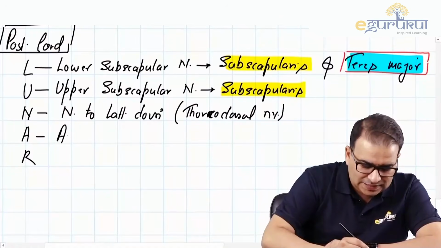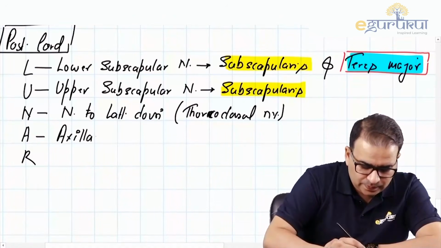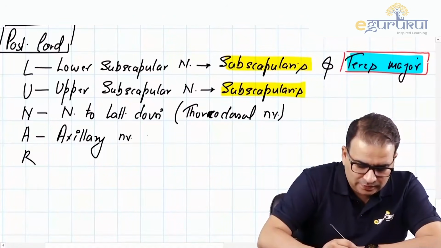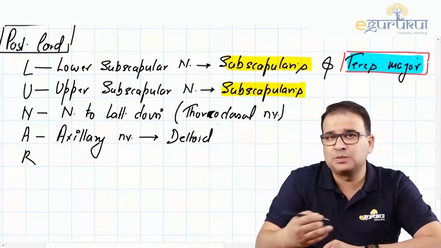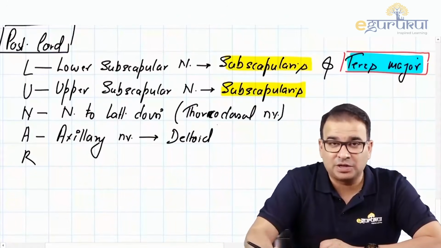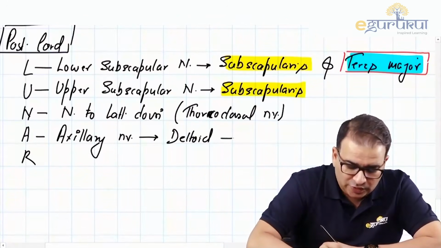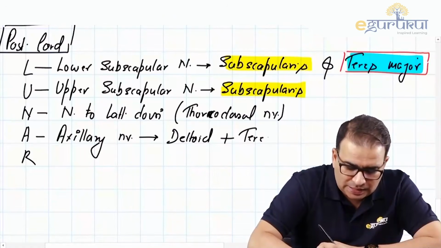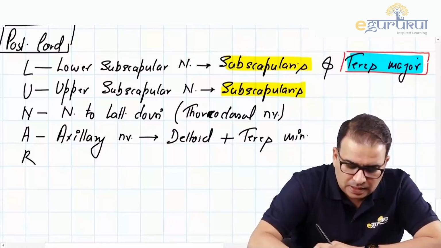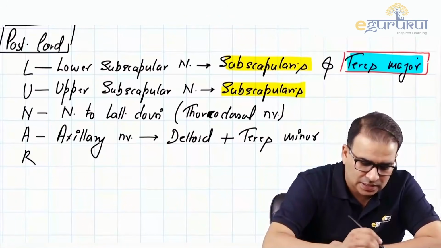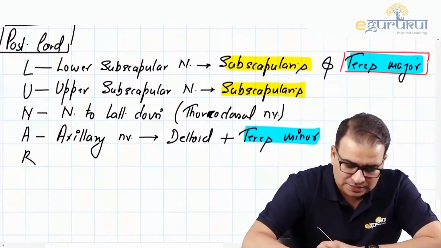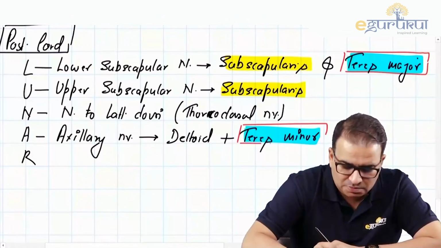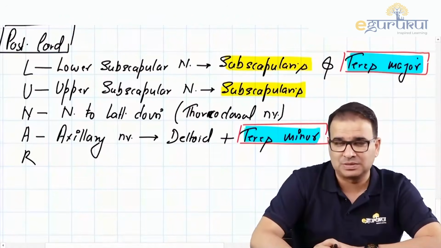A stands for the axillary nerve, the one which supplies the deltoid muscle. We know deltoid is responsible for 15 to 90 degrees of abduction. And along with the deltoid, it is going to supply the muscle teres minor. And that's what I was talking about: keep an eye on the teres major and teres minor. Don't confuse them, guys. Teres minor is supplied by the axillary nerve. Teres major is supplied by the lower subscapular nerve.